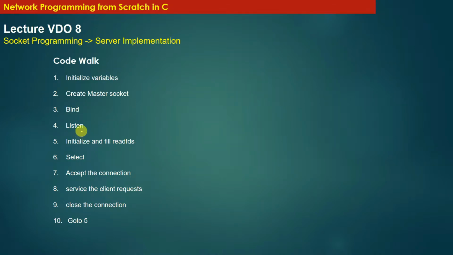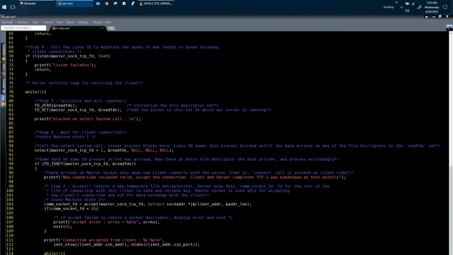So guys, we are done until the listen system call. Then the next step that we need to discuss is initialize and fill the read FDS set. So you can see that we are done with the listen system call. Now the server enters into the infinite loop for servicing the client.